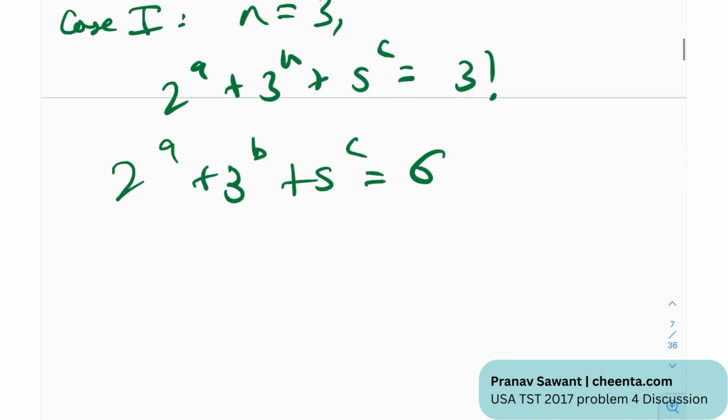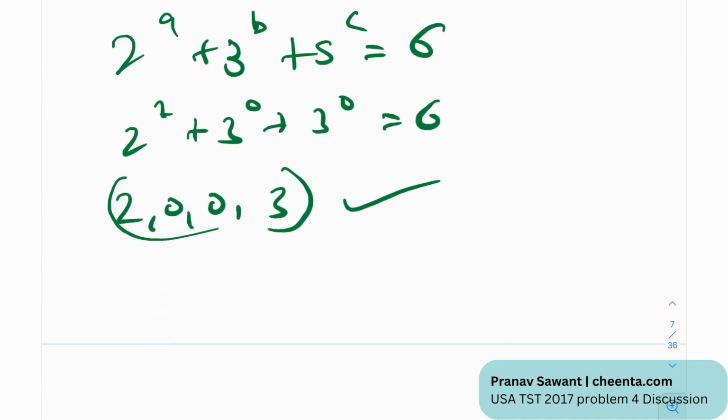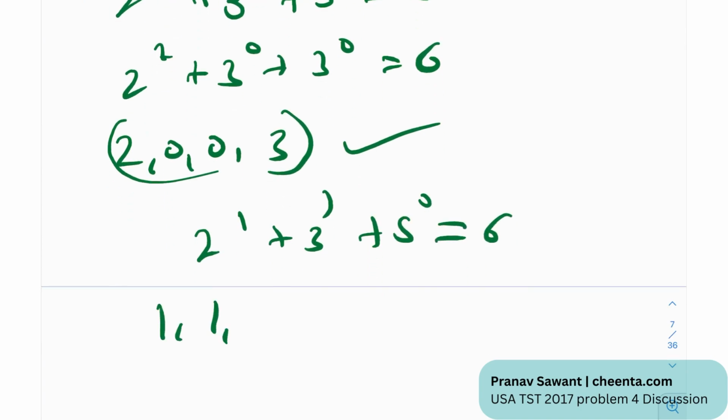And well, one of the solutions that you can form over here is 2 squared plus 3 raised to the power 0 plus 5 raised to the power 0 is equal to 6. So (2, 0, 0, 3) is a solution. And another thing that you might form over here is 2 raised to the power 1 plus 3 raised to the power 1 plus 5 raised to the power 0, which is also equal to 6. So (1, 1, 0, 3) is also a solution. So you get 2 solutions for this case. And yeah, these are the only 2 values that you can essentially find.